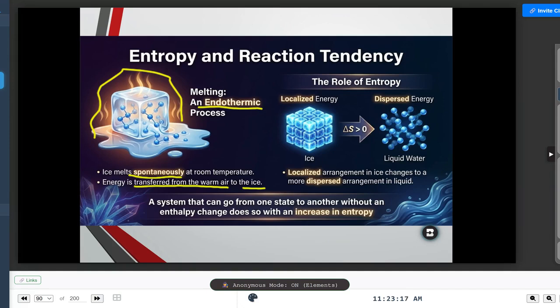And so if we think about our delta S, remember that's entropy, our delta S is going to be greater than 0 as we go from ice to liquid water. The localized arrangement is going to turn into a dispersed arrangement. Okay, so systems that can go from one state to another without an enthalpy change do so by increasing their entropy. So if you have something that is automatically endothermic, then there's got to be an entropy increase taking place in that. Okay, questions on that?